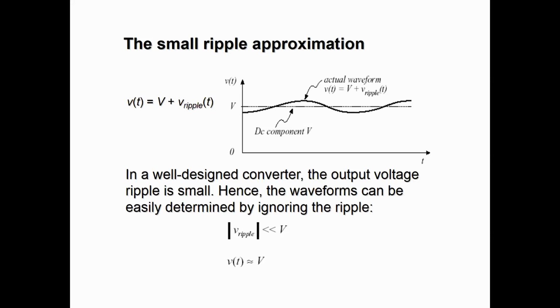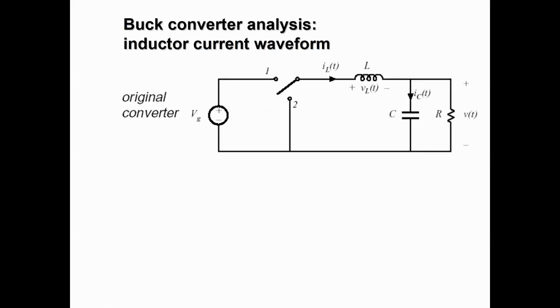So it means that v(t) in the first case was equal to V plus v ripple, but we apply the small ripple approximation, in which we ignore these ripples. When these ripples are ignored, the output voltage is approximately equal to pure DC. So we can say that v(t) is equal to V. This condition is called the small ripple approximation.